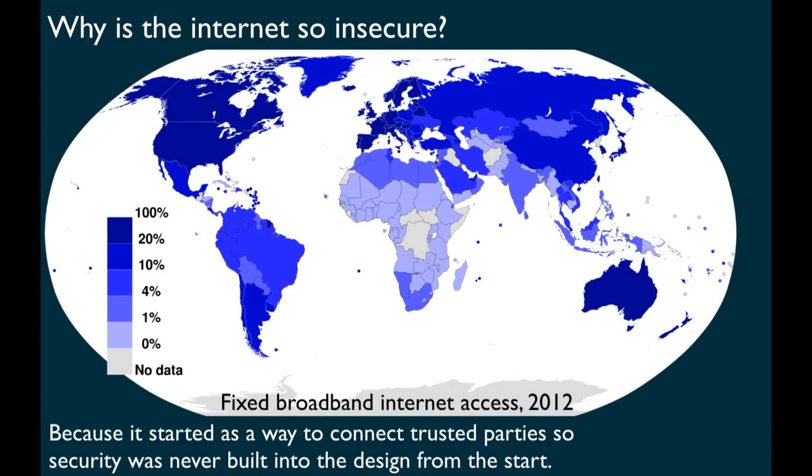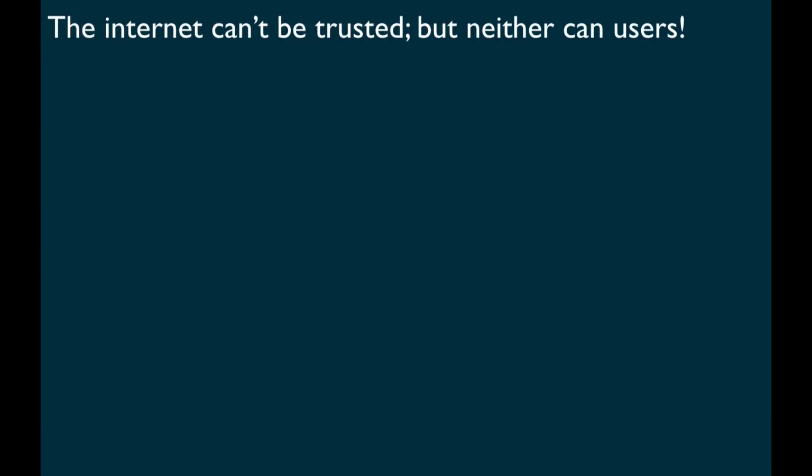And then once the internet started getting built, it's very hard to layer security on top of it because you don't want to break the older things. So the internet can't be trusted. That's one thing we've established up front because it wasn't designed for trust. Anybody can interfere with traffic and snoop around and change traffic. But users can't be trusted either.